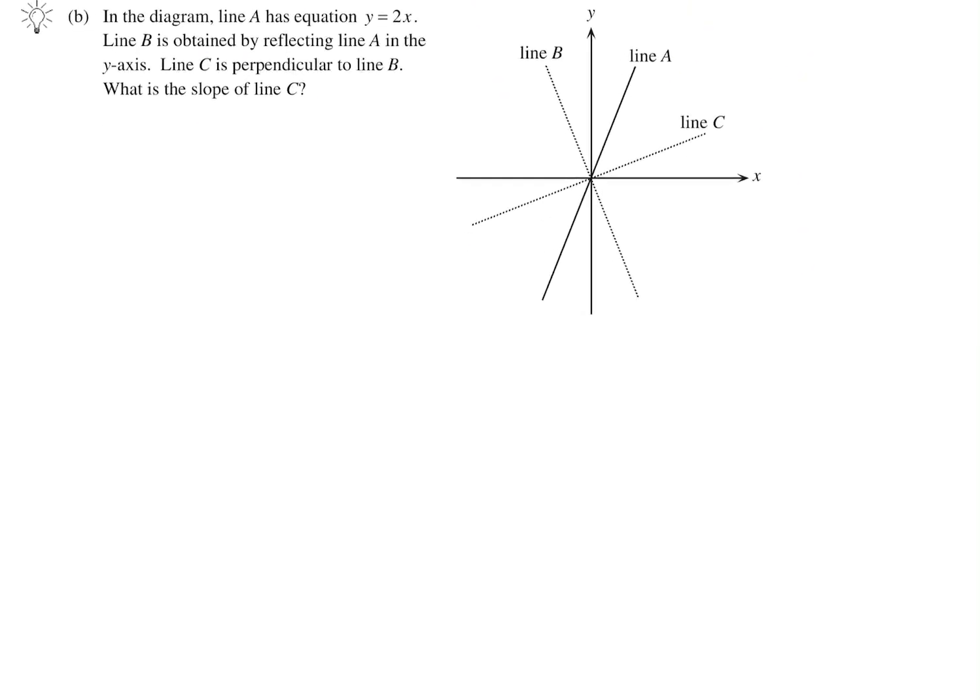In the diagram, line A has the equation y is equal to 2x. Line B is obtained by reflecting line A in the y-axis. Line C is perpendicular to line B. What is the slope of line C?